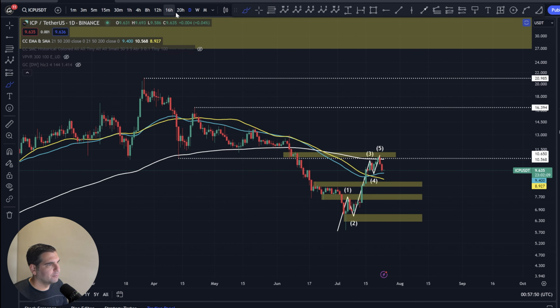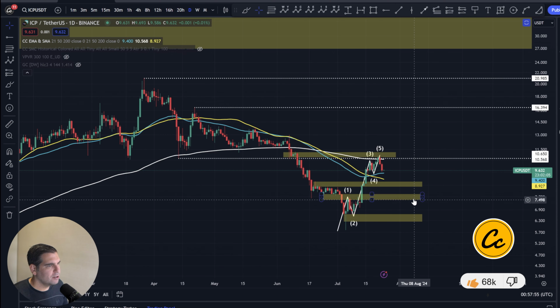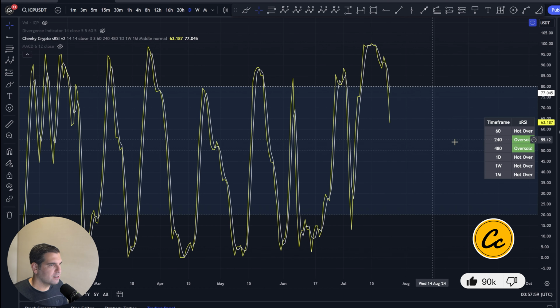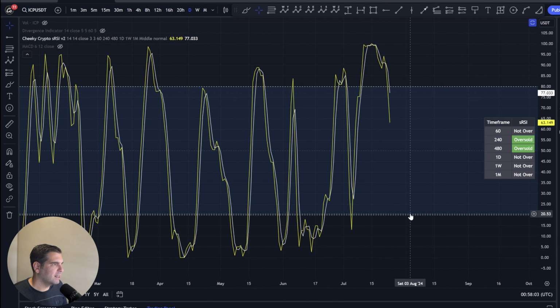Okay, so looking pretty good. Smart money concepts and Elliott Wave theory: we are looking for a retracement, then a run to the upside. Here you can see the stochastic RSI is also confirming a very similar story. We are correcting down on the daily stochastic RSI.